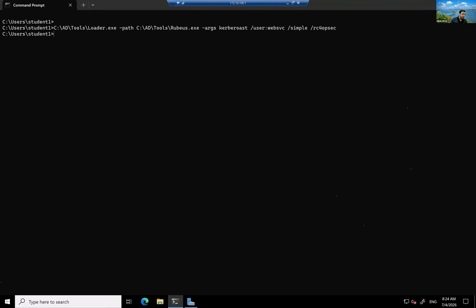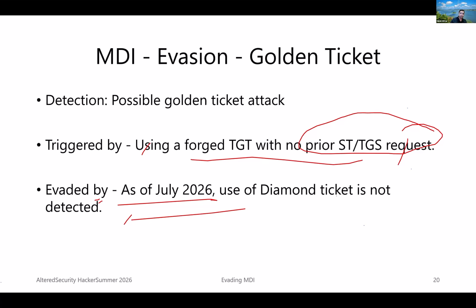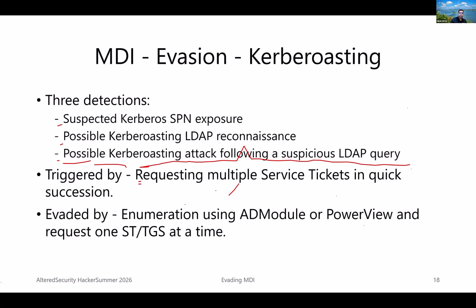Yes, exactly. You enumerate for evading Kerberoasting related alerts. You enumerate using either the AD module or PowerView, and then you request a service ticket. That way, you would be fine.